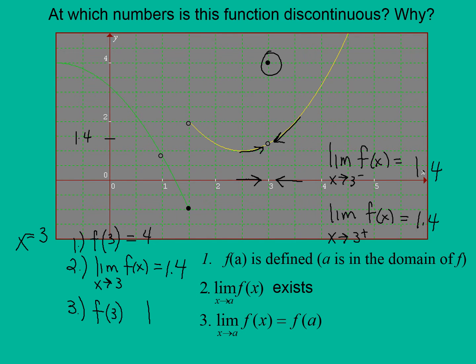So we move on to the third criteria. Does f of 3 equal the limit of f of x as x approaches 3? Well, we can see f of 3 equals 4, but the limit of f of x as x approaches 3 equals 1.4, so they do not equal each other. Therefore, this is not continuous at x equals 3.